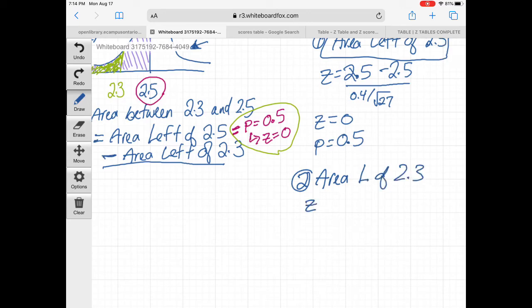Okay, we'll find our z. 2.3 minus 2.5. Remember, for that green area under the curve, we're expecting something less than 50%, so we're expecting a negative in the numerator here, so that's good. Over here, 0.4 divided by the root of 27. Once that's calculated out, we come out with a z of negative 2.5.